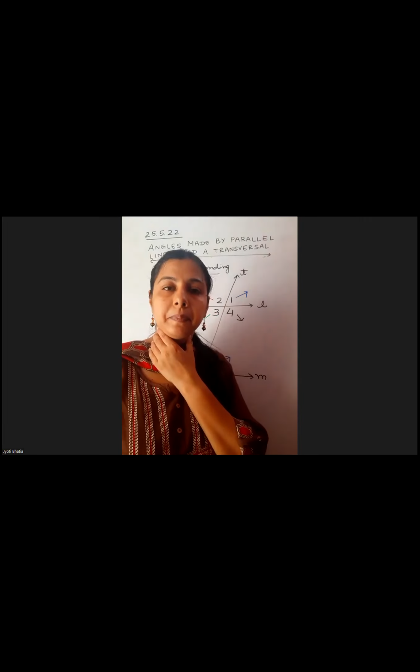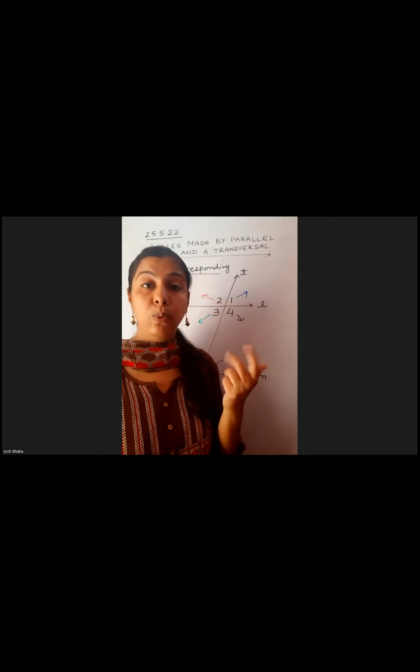If angle 2 is 80 degrees, angle 6 will also measure 80 degrees. Got it? So how many pairs of corresponding angles are here? 4 pairs. 1 and 5, 2 and 6, 3 and 7, 4 and 8. Okay? I'll make you write everything later. I'm just making you understand in the first place. So corresponding angles are clear. Angles facing in the same direction.